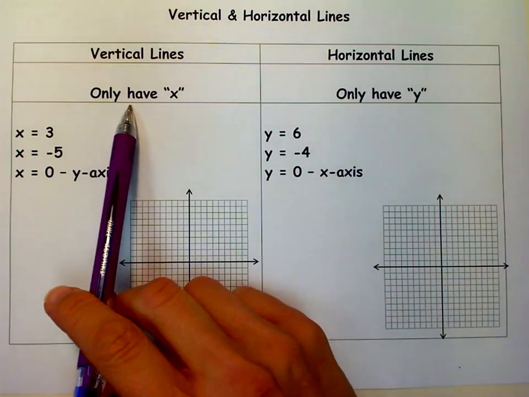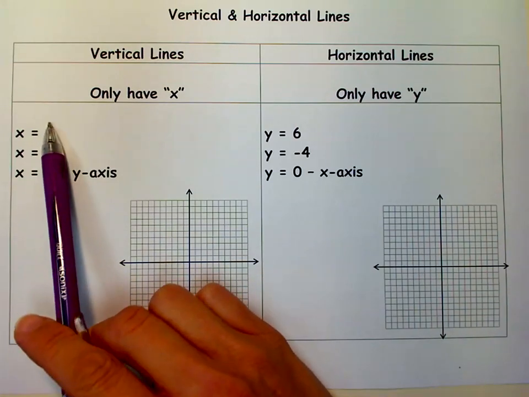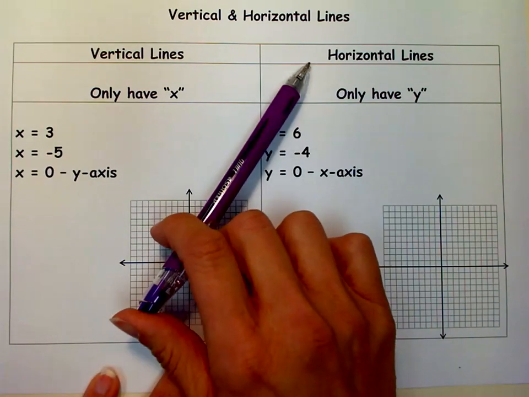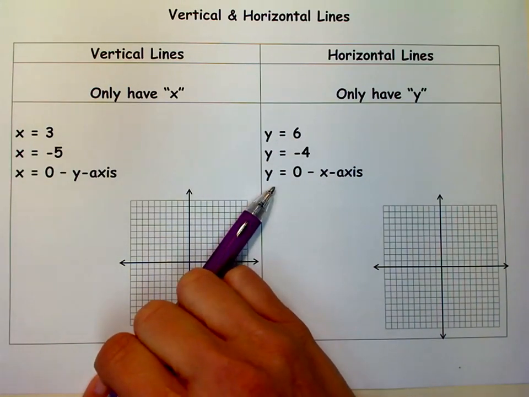You'll see here that vertical lines only have x's. So here are some examples of lines that only have x's. And horizontal lines only have y's. So here are some examples of lines that just have y's.